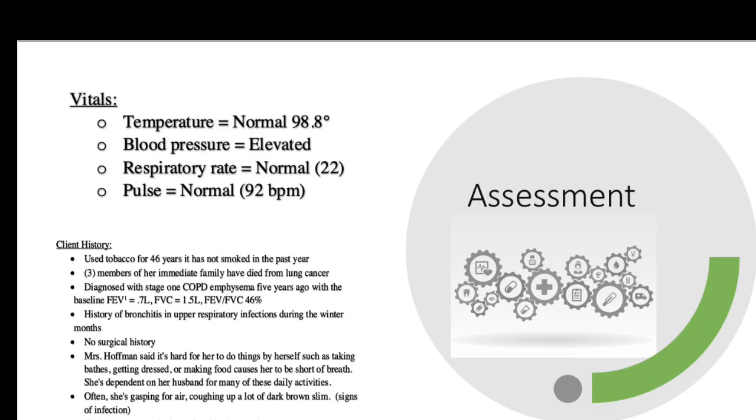Emphysema is an overabundance of air trapped in the lungs. She also has a history of bronchitis and upper respiratory infections. Mrs. Hoffman reported it is hard for her to do things by herself. She requires much assistance from her husband. She often finds herself gasping for air, and her husband also reported that in the mornings she's very confused.